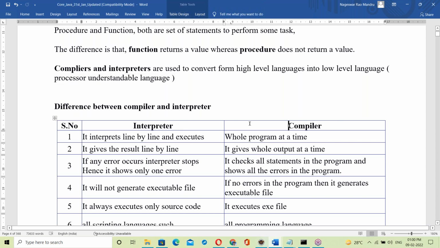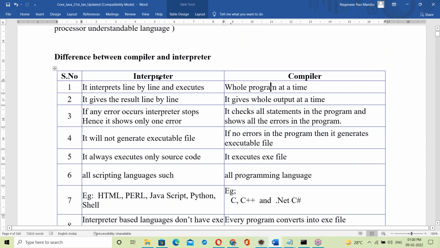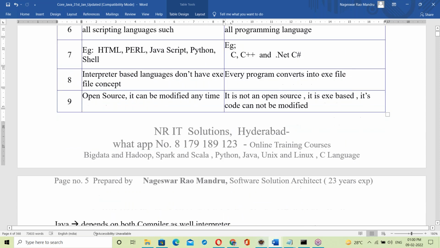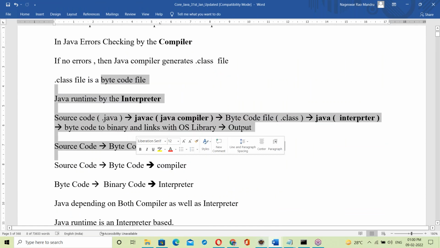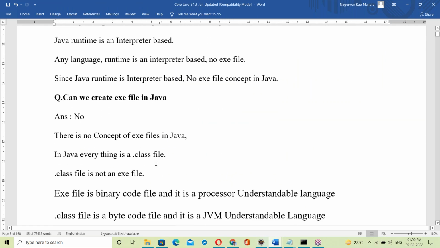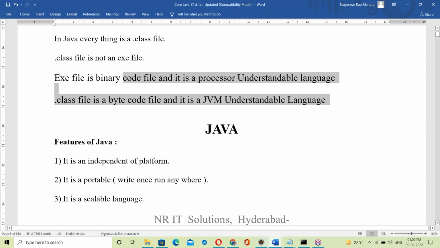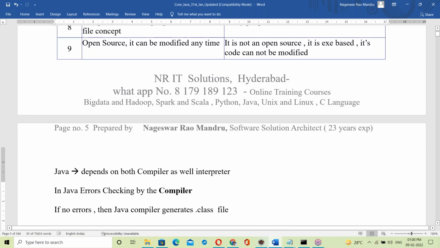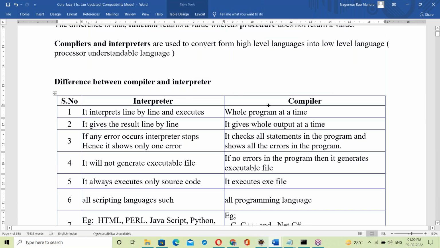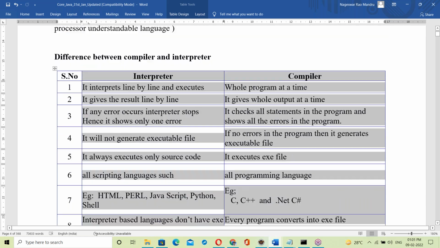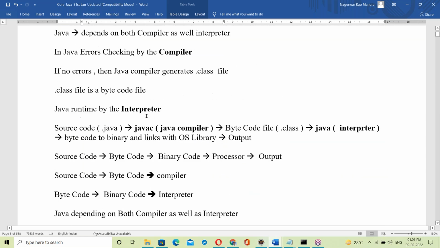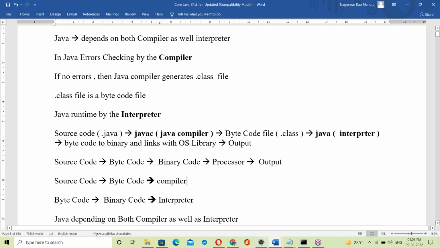Interpreter and compiler: what is an interpreter, what is a compiler? We should discuss the differences between interpreter and compiler. Next, what is Java? Is it compiler based or interpreter based? How is Java working? That topic we'll discuss tomorrow. Tomorrow's complete class is about interpreter, compiler and how Java works. Very interesting.